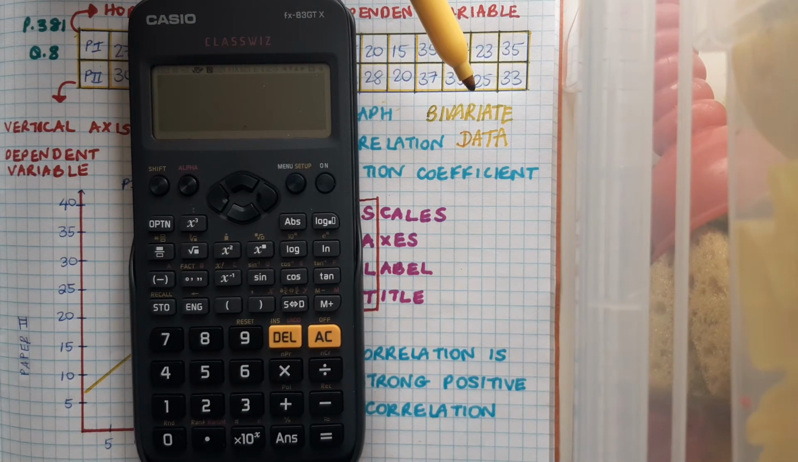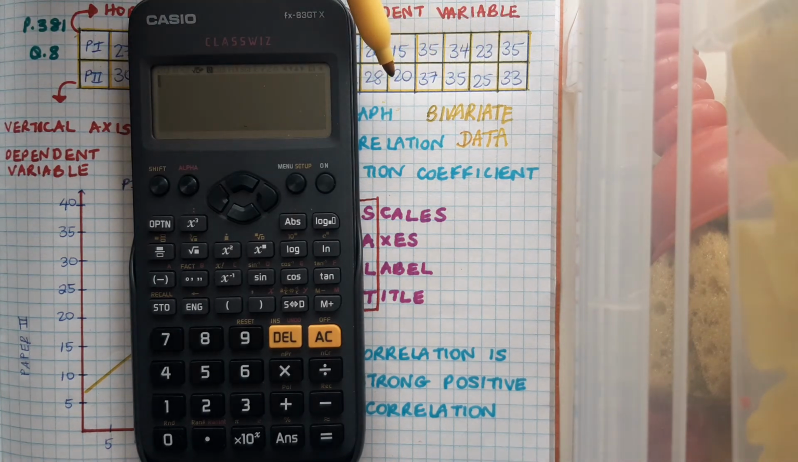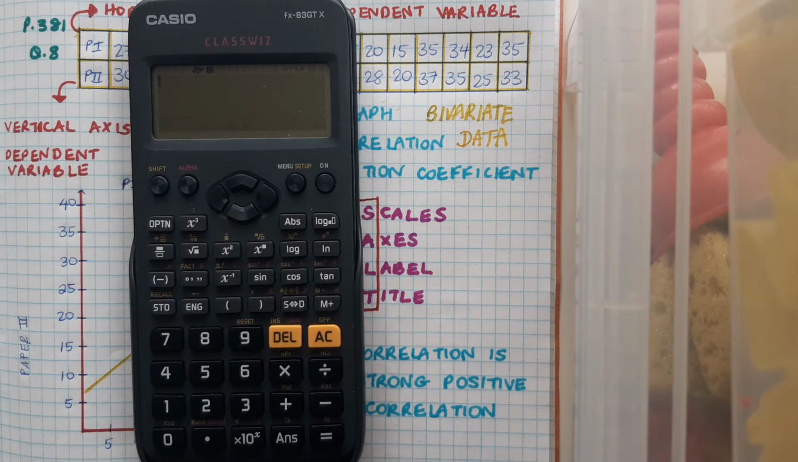Bivariate data just relates to the idea that I had two sets of data, my paper 1 set of data and my paper 2 set of data. To do that on the calculator, and this is the newer Casio now, I'll show you for this one and then I'll put a link up on Teams so that you can see how to do it on the older calculator also.